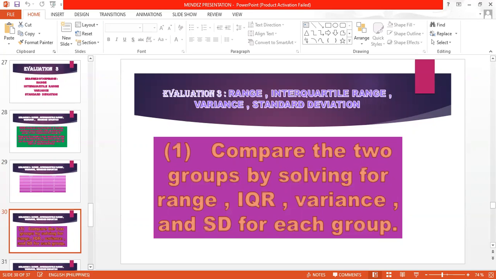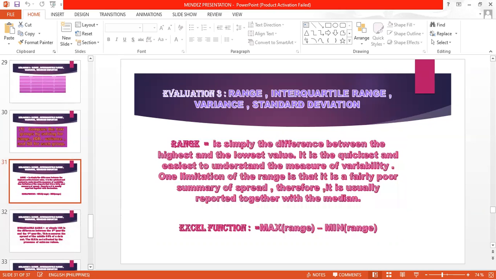First, we'll get the range of the two groups. Range is simply the difference between the highest and the lowest value. It is the quickest and easiest measure of variability to understand. One limitation of the range is that it is a fairly poor summary of spread. Therefore, it is usually reported together with a median. The Excel function of range is equals max open parenthesis range close parenthesis minus min open parenthesis range then close parenthesis. So let's use this formula in MS Excel.